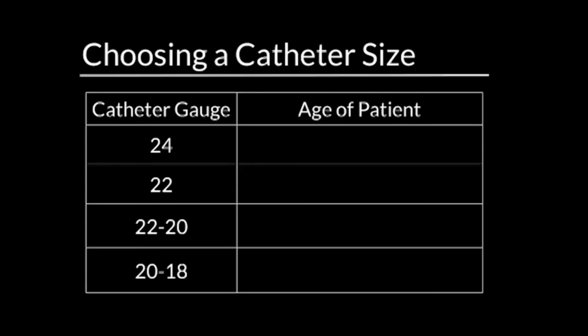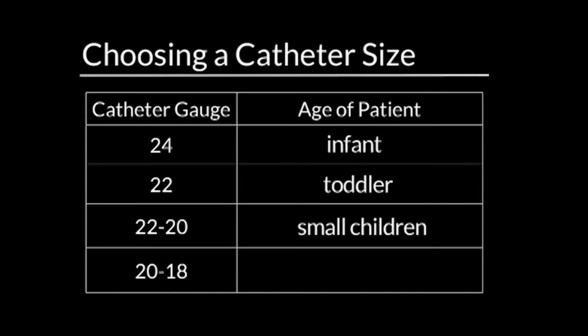It is important to select the size of the catheter based on the size of the patient. 24 gauge catheters are used for infants, 22 gauge for toddlers, 22 to 20 gauge for small children, and 20 to 18 gauge for larger children and adults.